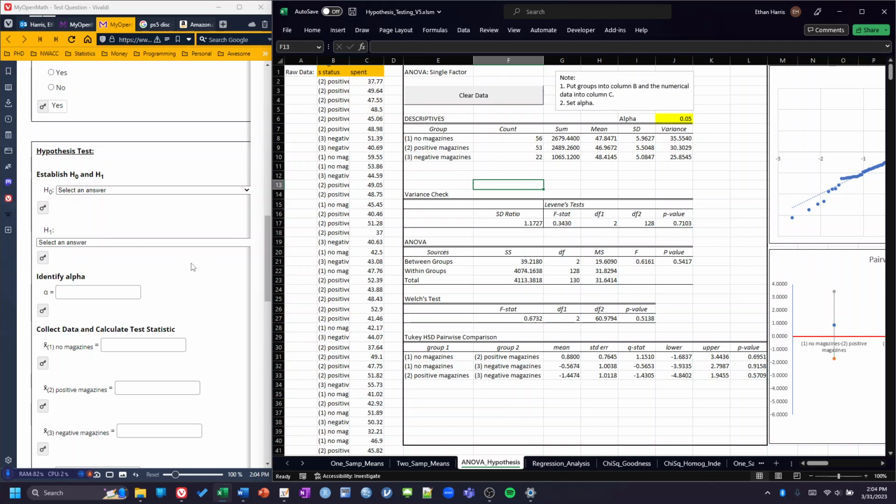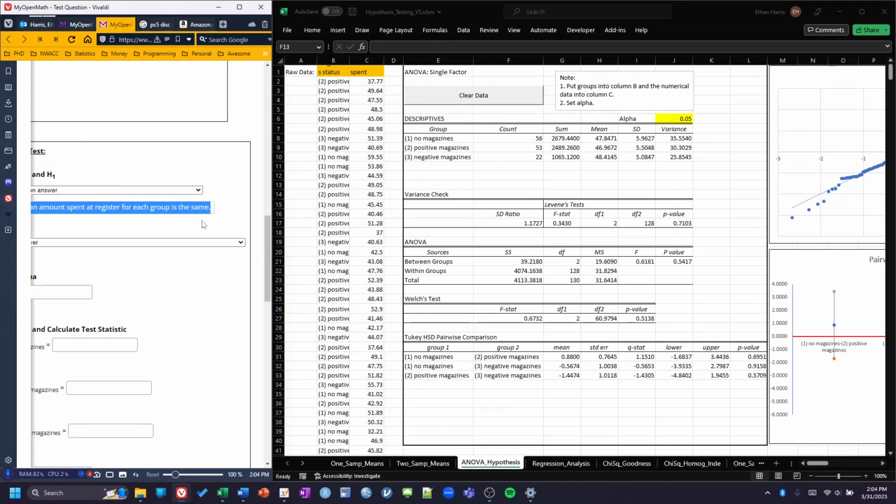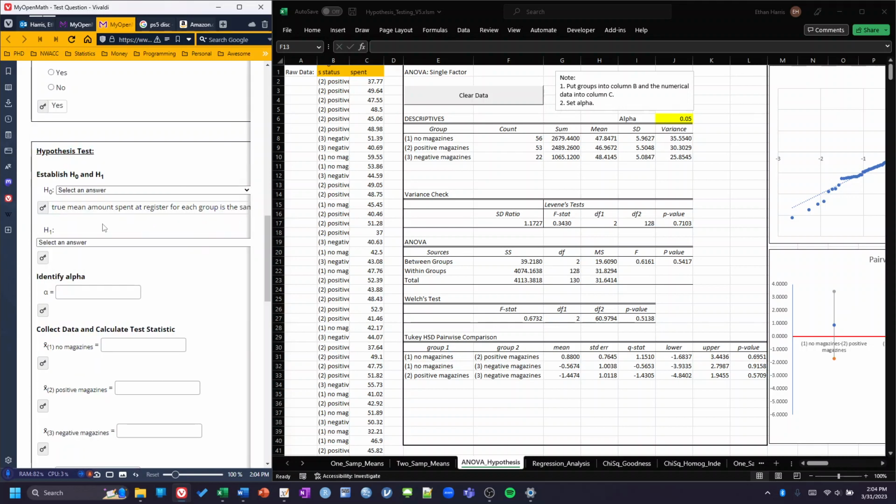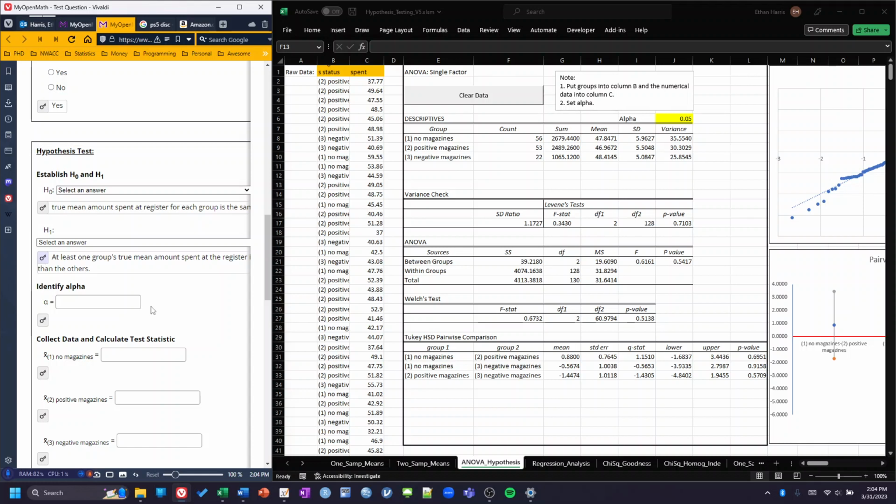The null hypothesis is that all of these registers, regardless of the magazines, have the same amount spent. So you can say that the true mean amount spent at each register for each group is the same. That's the null, that they're all equal. Now the alternative hypothesis is not that they are all not equal, but that at least one group's true mean amount spent at the register is different from the others. We don't have to have all of them be different. We just need to have one be different in order for us to make the claim.